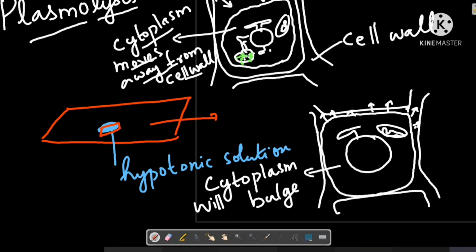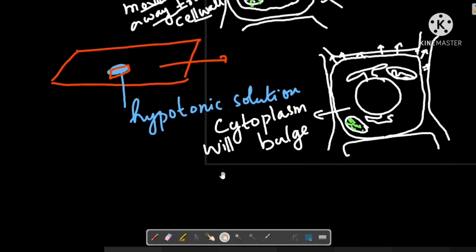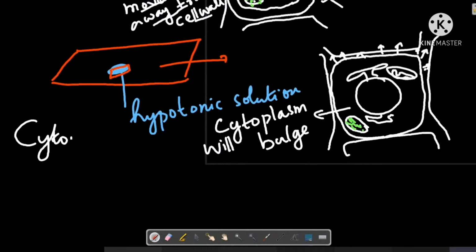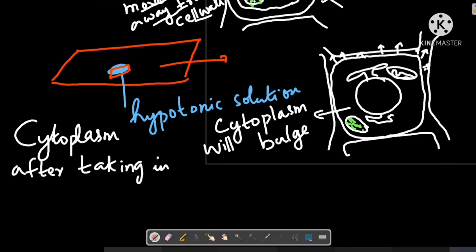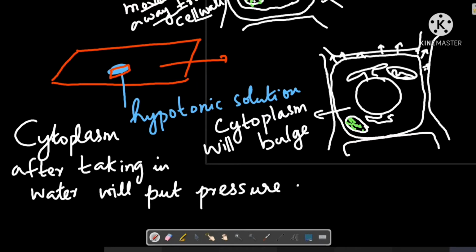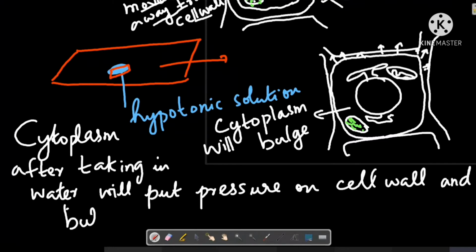Mitochondria, nucleus, endoplasmic reticulum, everything can be seen in this. And the chloroplast is also there, with chlorophyll pigment. Everything is seen here, but you see the cell wall, there is no change. Why is there no change? The reason is the cytoplasm, after taking in water, will put pressure on the cell wall and bulge. So when it puts pressure on the cell wall, it will become bulged.